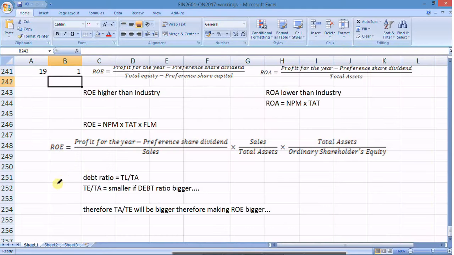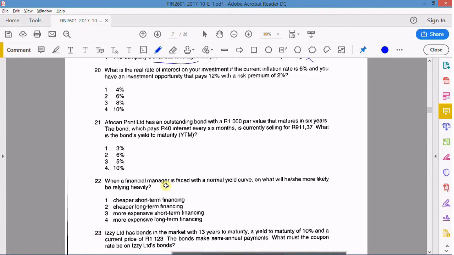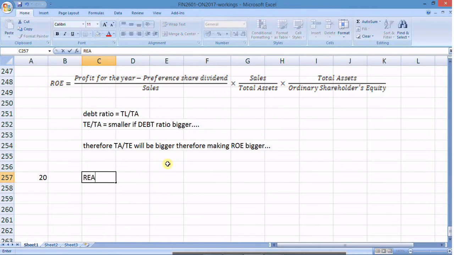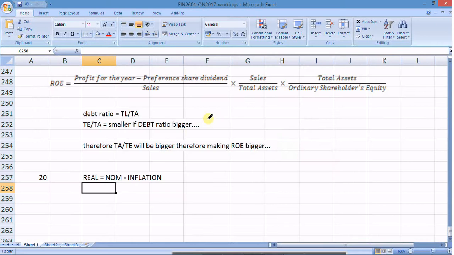Okay. Right, number 20. More time value of money, but apply to bonds. Possibly. No, not yet. Okay, what is the real rate of interest on your investment if the current inflation is that, and you have an investment opportunity that pays 12% with a risk premium of 2. Okay, here they want the real rate. Okay, so real equals nominal minus inflation. Okay, so they tell you that the investment opportunity pays 12% and it has a risk premium. Okay, so the risk premium is 2%, but the return is 12%. So it's just 12 minus 6. Okay, because the risk premium is already part of the return. So 6. 12 minus 6.